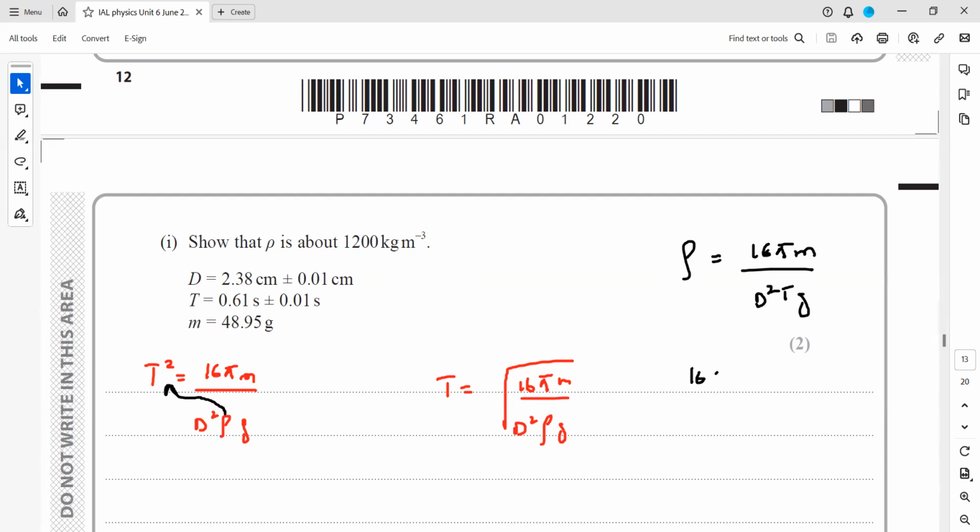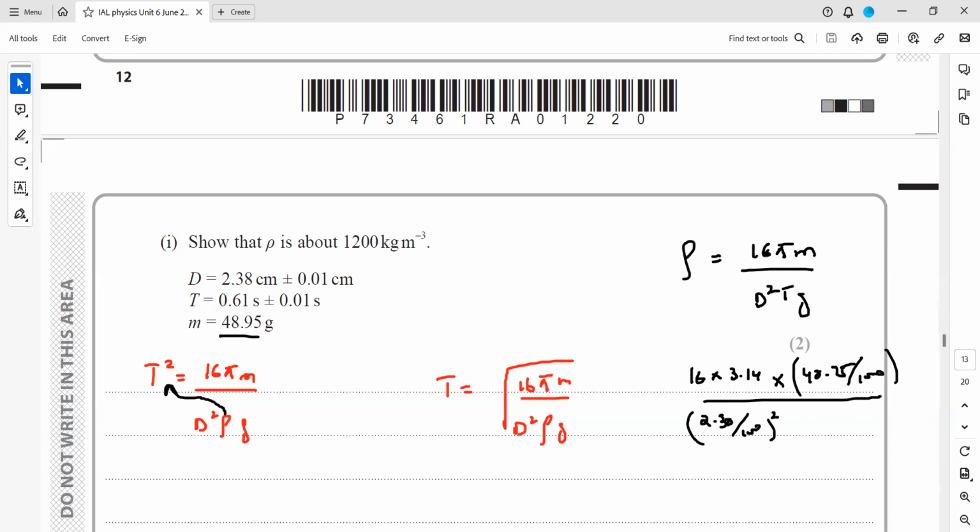So we have 16, the value of pi 3.14, and the value for m. It is given in gram, so don't forget to convert into kilogram by dividing by 1000, so 48.95 divided by 1000. This will convert it into kilogram. SI units are important, so you should all be in SI units. D again, you can see is in centimeters, so I have to convert into meter by dividing by 100. So it will be 2.38 divided by 100, and then squared.